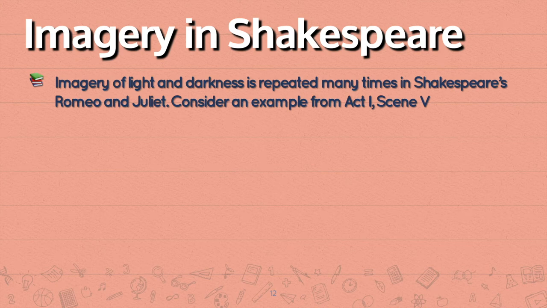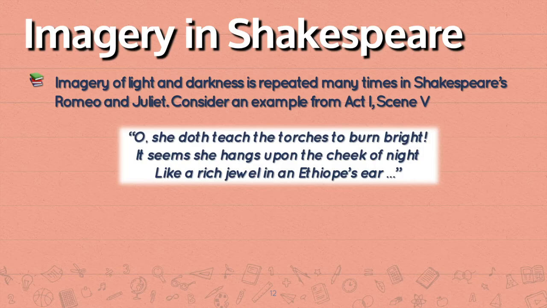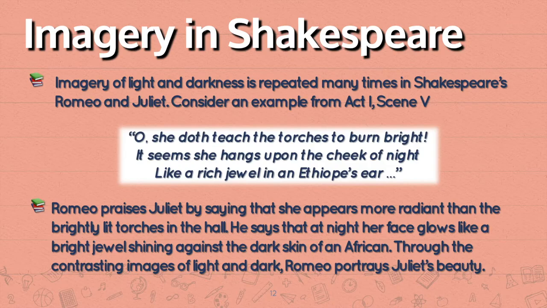Imagery in Shakespeare. That's right. Imagery of light and darkness is repeated many times in Shakespeare's Romeo and Juliet. Consider an example from Act 1, Scene 5. Oh, she doth teach the torches to burn bright. It seems she hangs upon the cheek of night, like a rich jewel in an Ethiope's ear. Romeo praises Juliet by saying that she appears more radiant than the brightly lit torches in the hall. He says that at night her face glows like a bright jewel shining against the dark skin of an African. Through the contrasting images of light and dark, Romeo portrays Juliet's beauty.